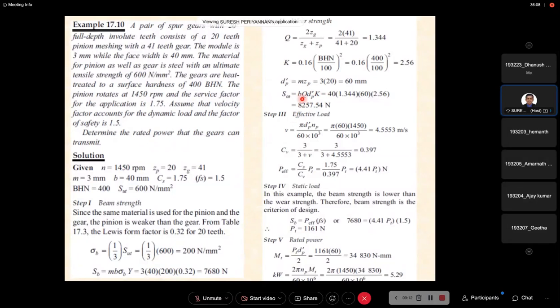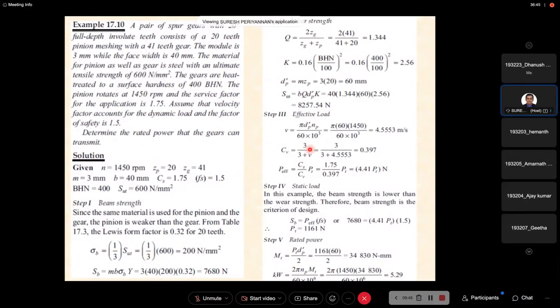Now, here both are the same material. Hence, the pinion is weaker than the gear, so our design is based on the pinion. Once we substitute the given values, we are able to find the wear strength. Q is 0.16 into BHN, a formula we already discussed earlier. With BHN given, this is 2.56. The ratio factor, we also know the formula, is 1.344. Then substituting in our wear strength equation, we finally get the wear strength of the gear.